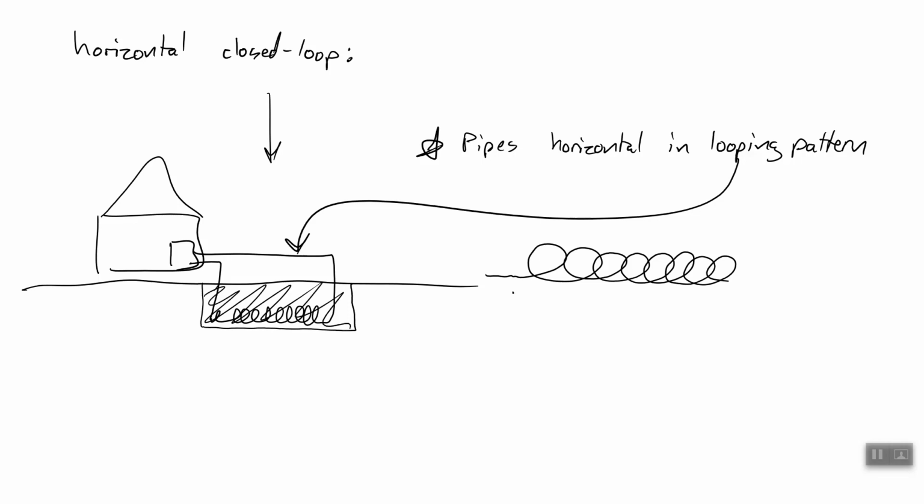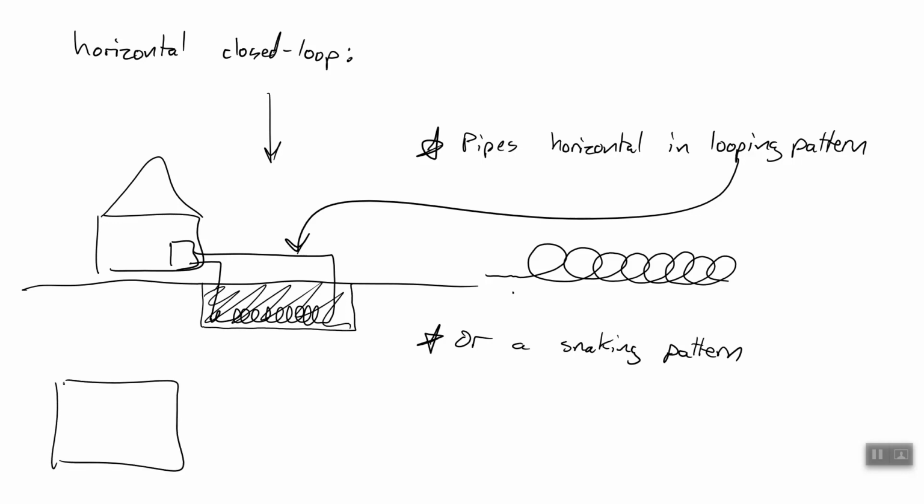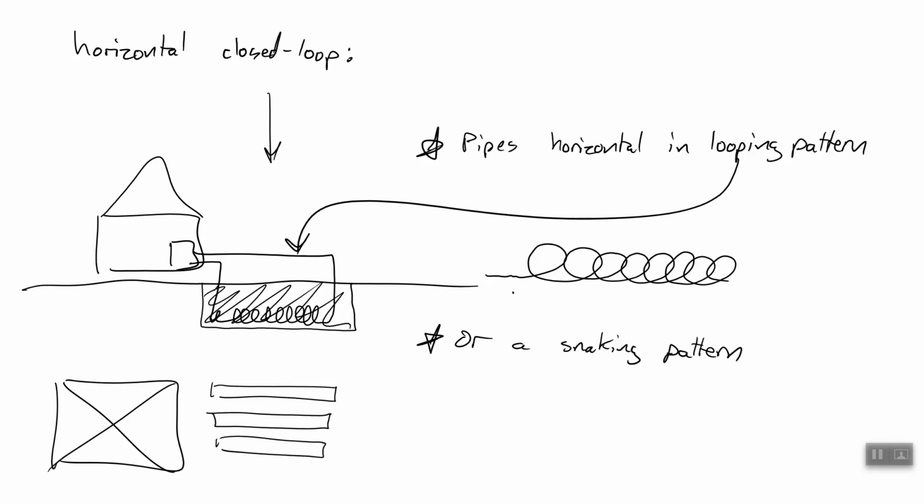So that's one way. Or we could have a snaking pattern, where, looking down on a house now, so we're above the house looking down, we've dug several trenches, and we just come out and we lay the pipes straight without doing our slinky effect that we had here. So we lay those and then we bring them back. Okay, so we can have this looping or a snaking pattern.